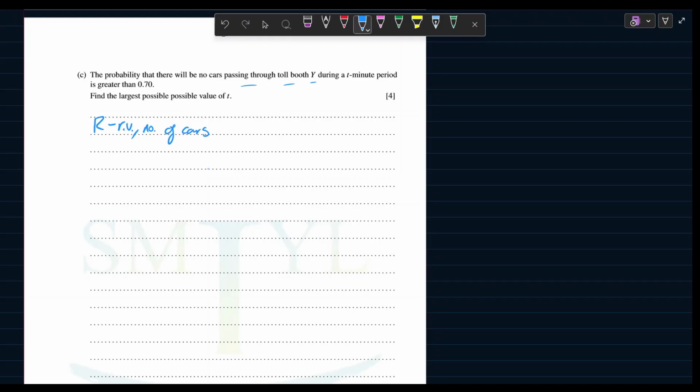Number of cars passing through toll booth Y per t minutes.